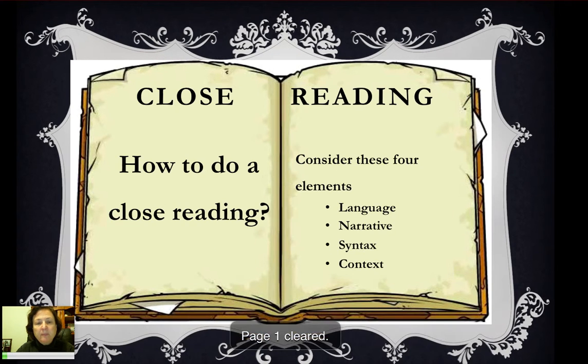Okay, let's go on. So, how do we do a close reading? And what are some of those key things that we want to consider as we read along? We want to consider the language, we want to think about the narrative, we want to think about the syntax, and we want to think about the context. All four of those are very, very important when it comes to doing a literary analysis. So let's move on and talk a little bit about each one.